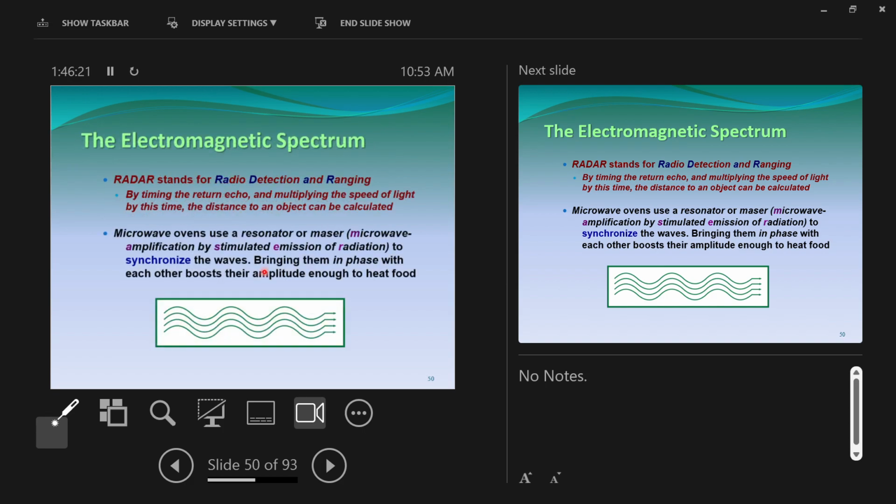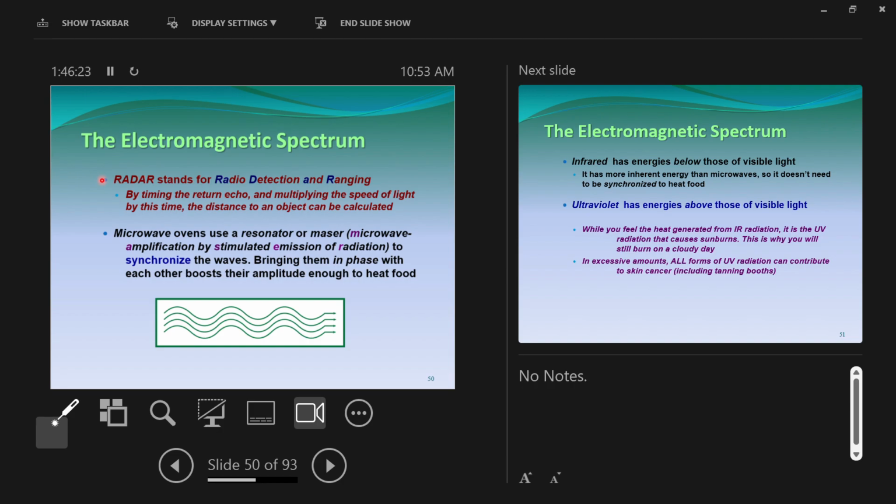We have other things too. You guys have probably heard of radar: radio detection and ranging. Remember, waves travel at a set speed, right? So you can send the waves out, bounce them off of stuff, and tell how long it takes for them to come back. You know how fast they travel: 300 million meters per second, that's just a given. And you can time how long it takes for the waves to come back to you, and you can determine if there are objects out in the distance, even if you can't see them.